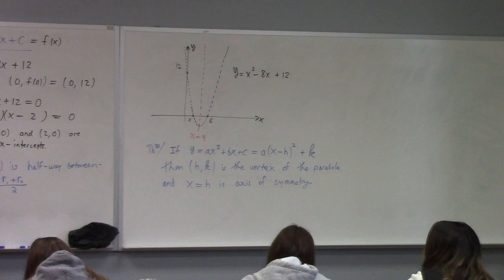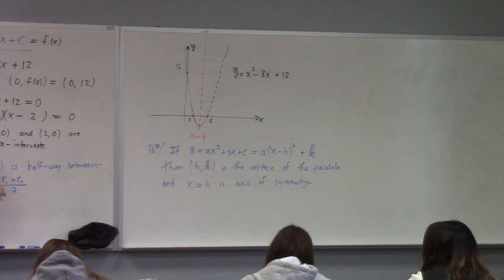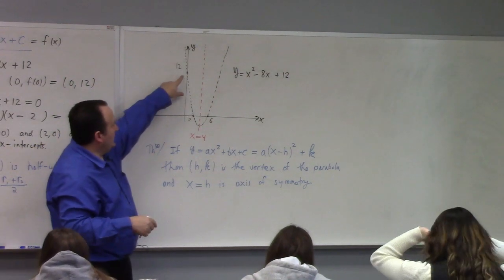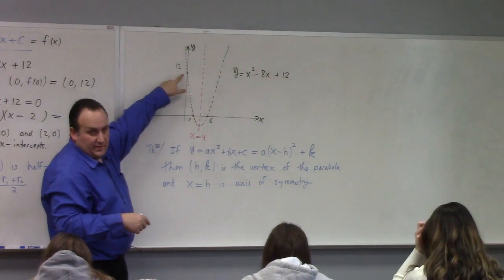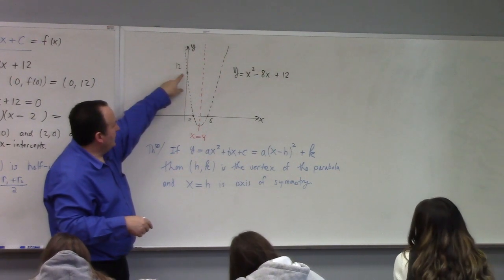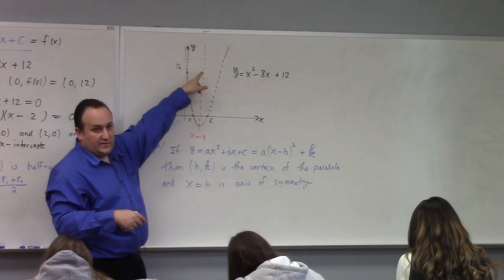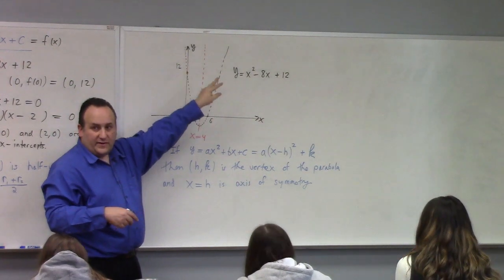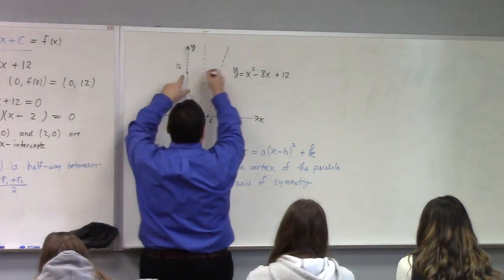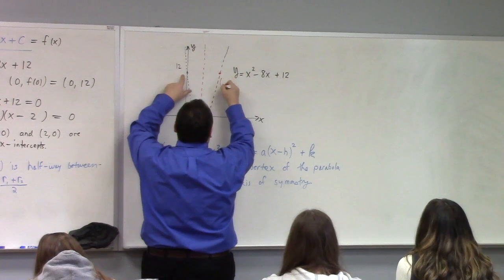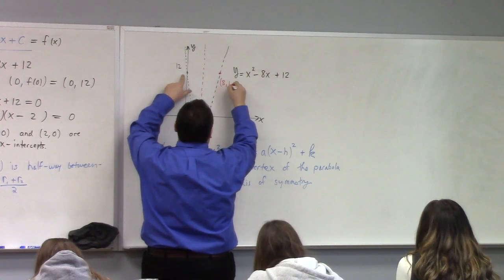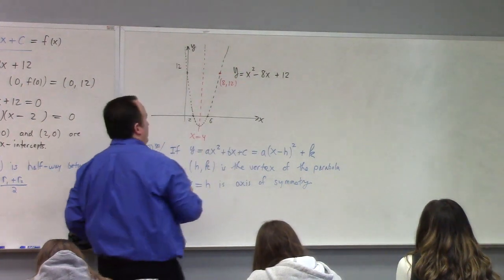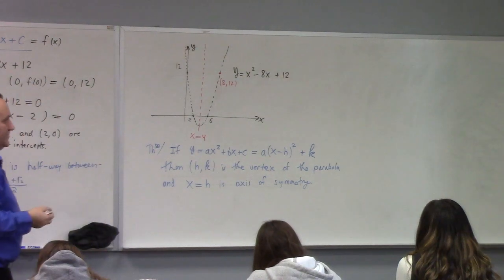For example, there's a point which is paired to the 12. This point here, (0, 12). That is 4 from the axis, right? So if I add another 4 to the other side, I get a corresponding point by the symmetry over here, (8, 12). That's a point on the parabola, for what it's worth.